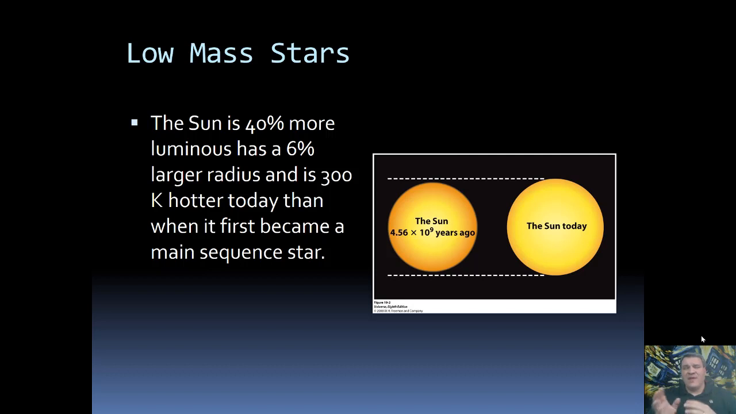It will also get a little bit hotter and a little bit more luminous. So, as an example, looking at our Sun. The Sun has been on the main sequence for around 5 billion years. And in that time, the Sun is now about 40% more luminous, 6% larger in radius, and about 300 Kelvin hotter than when it first got to the main sequence. So it has increased by a little bit in all of these ways.